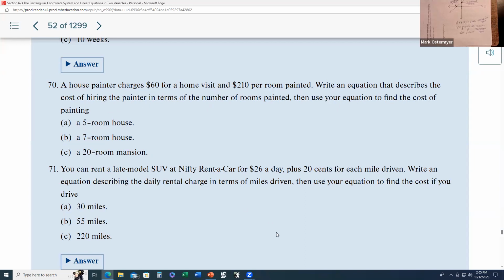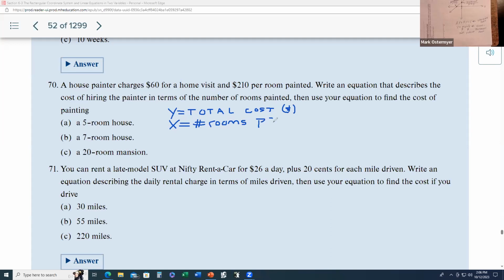Okay. All right, here we go. I want us to let y represent the total cost of having this person come to your home and paint some rooms. This is the total cost, and this will be in dollars. And then I want you to let x represent the number of rooms that are painted. All right, we have arrived at classwork number 1.